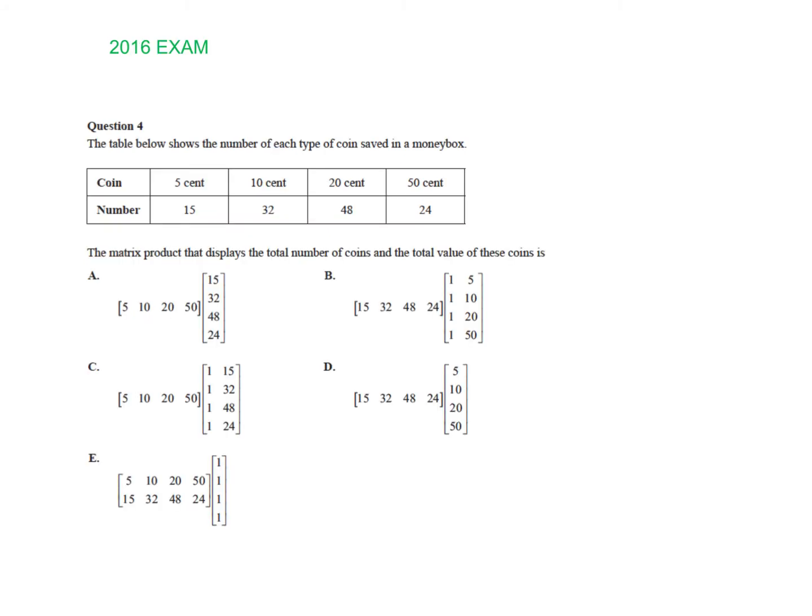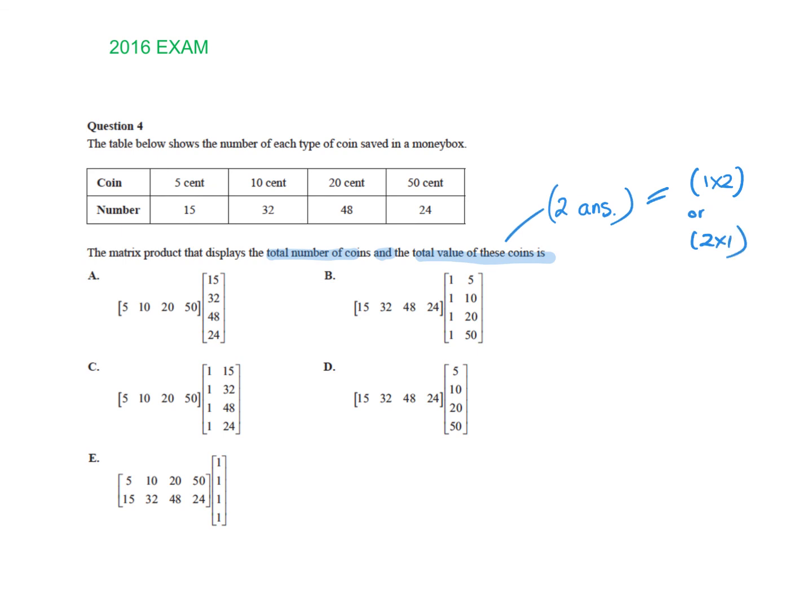The table below shows the number of each type of coin saved in a money box. The matrix product, so matrix product just means we've done a multiplication of two matrices that displays the total number of coins and the total value of these coins. So in the end, if you think about it, we need two answers, don't we? And so the possible orders could be a 1 by 2 or a 2 by 1, because I need to have two answers.